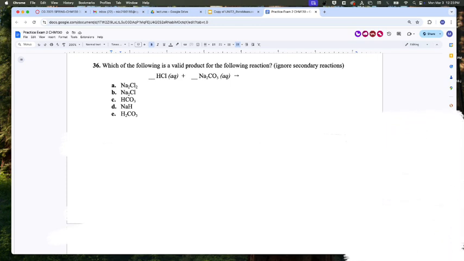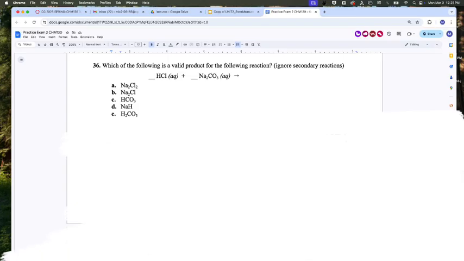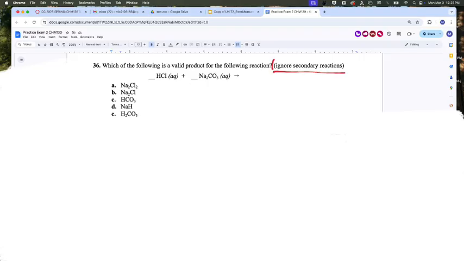Number 36, similar to that single replacement reaction, because you're being asked to predict products. In the single replacement reaction, you were just given words. Now you're given an actual equation. Okay. If you have no idea what that ignore secondary reactions is talking about, that's okay. Don't worry about it. It's not a big deal. I would expect the vast majority of the class to have no clue what that's talking about. It has to be included, and we'll talk about why in a second. Okay? So we look at the reaction. If we're being asked to predict our products, what do we got to do?